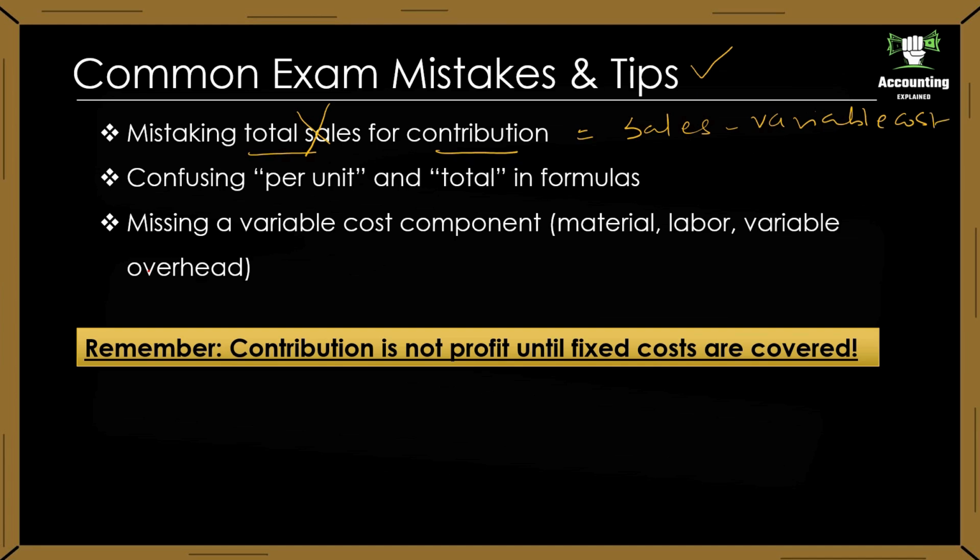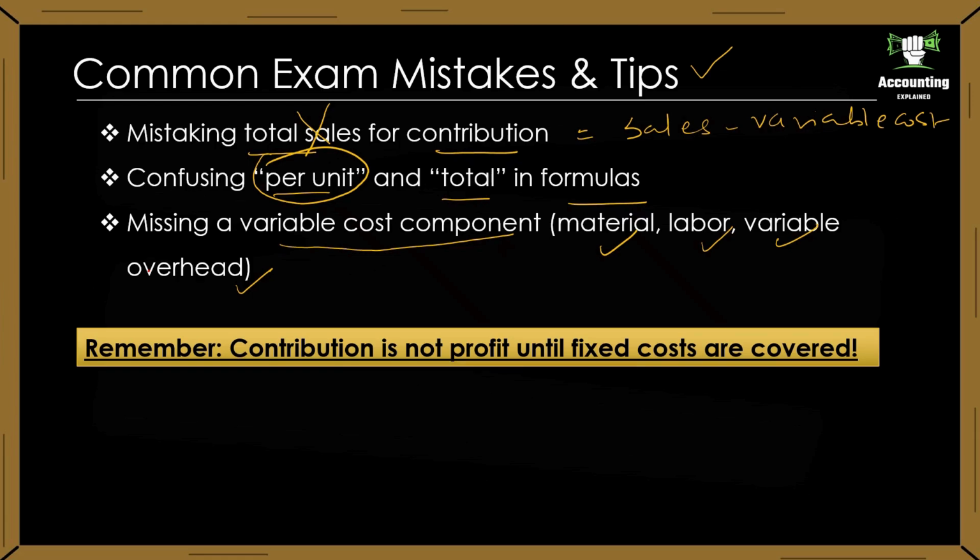Meaning contribution is part of sales, it is not sales. Okay. Confusing per unit and total in formulas. If they have asked separately per unit, then calculate per unit, or if they have asked for total contribution, calculate total contribution. Okay. Missing a variable cost component. Sometimes you may confuse a variable cost as a fixed cost. For example, material. Material is a variable cost.